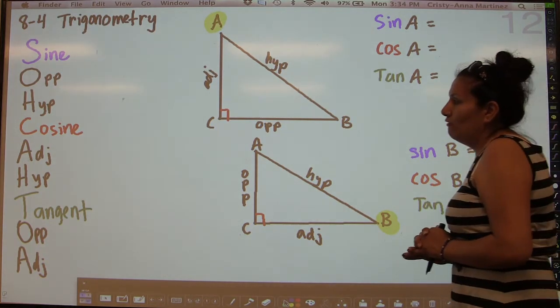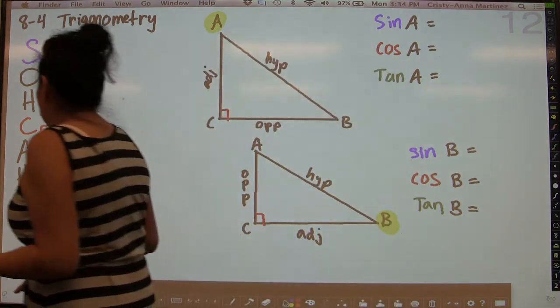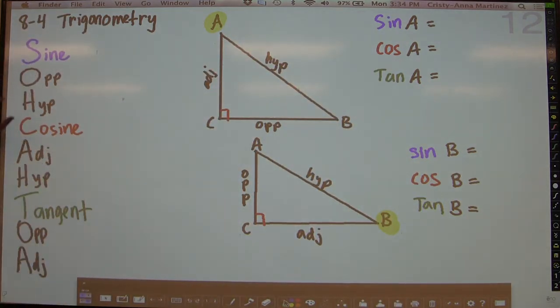So then what we have over here is an acronym. I've written the S, the C, and the T in different colors to separate the three different ratios. We call this SOHCAHTOA. SOHCAHTOA is to help you remember that the ratio for sine is always opposite over hypotenuse. So SOH is opposite over hypotenuse. CAH is adjacent over hypotenuse. The ratio is always adjacent over hypotenuse. And then for tangent, it's always opposite over adjacent.